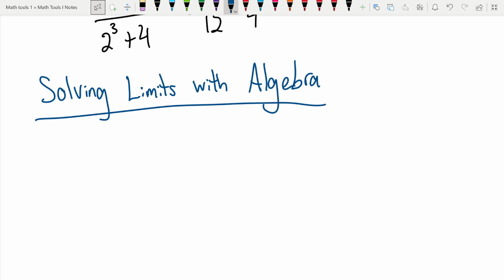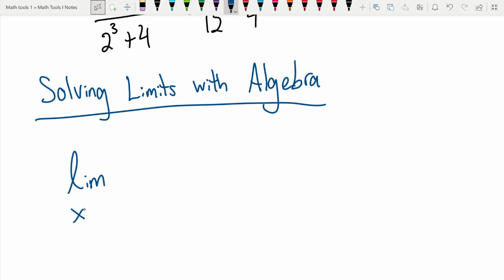So in this video, we're going to talk about solving limits with algebra. We already looked at directly solving limits with direct substitution, and we've looked at how we can find limits, really approximate limits, via tables and via graphs. If we want a more exact method, we need something like direct substitution, but sometimes direct substitution doesn't exactly work.